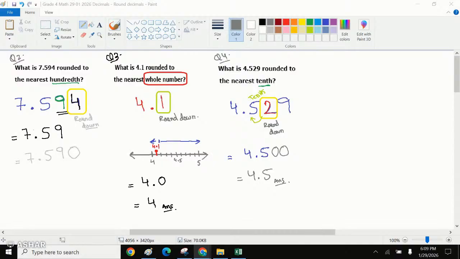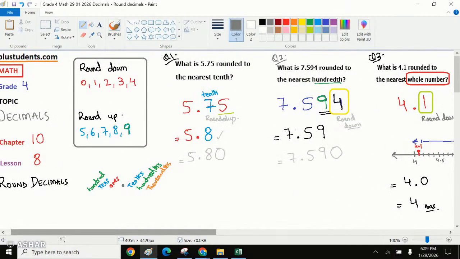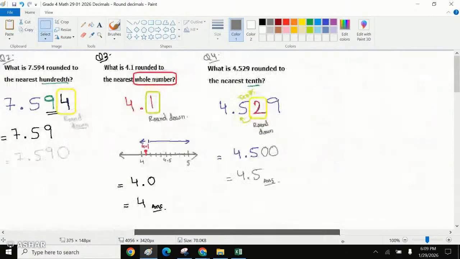No. I'll explain it again. What the question is saying, what is 4.5? Let's do this again. Let's focus. The question was 4.529, right? So we need to round it off to which position? To the tenth position. I'll just copy this part so that we know the positions over here.